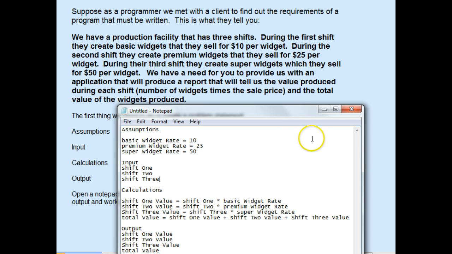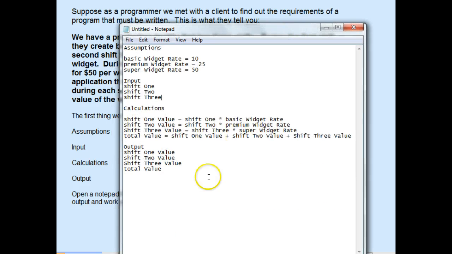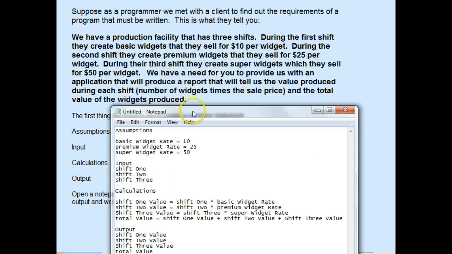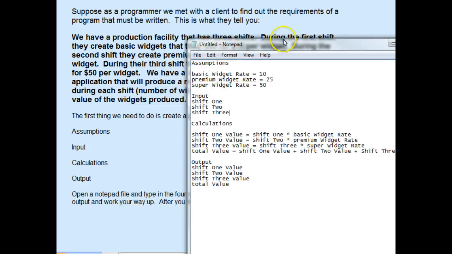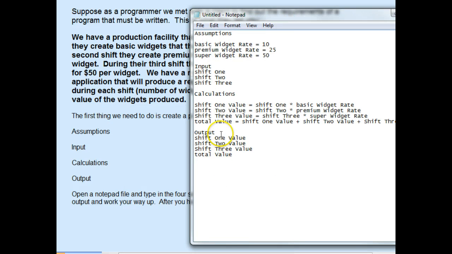Well, I have just created a problem statement. I started out first by taking a look at what output was necessary, and they told me exactly what that was up here. They said to produce a report that tells us the value produced for each shift, shift 1, shift 2, shift 3, and the total value. So those 4 things is what they wanted to know, and we documented them here.